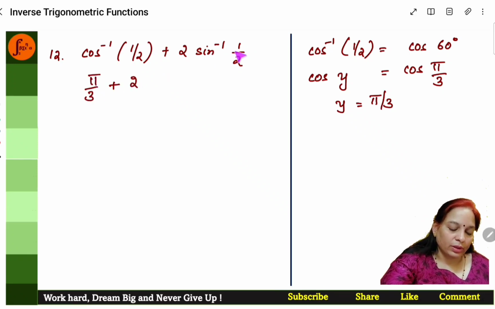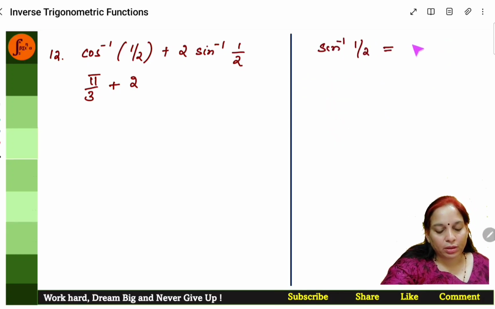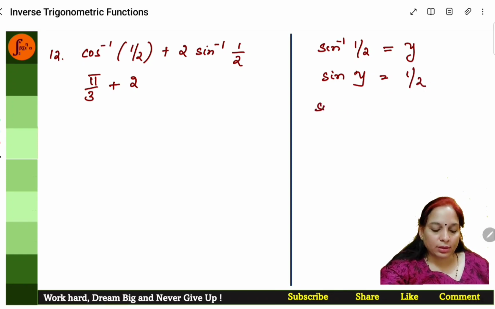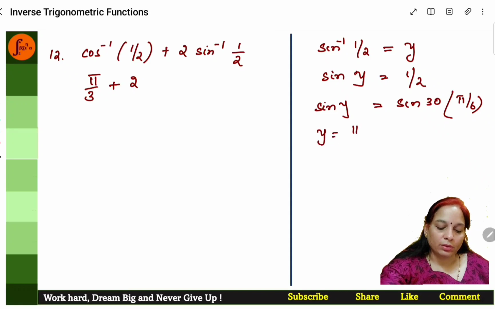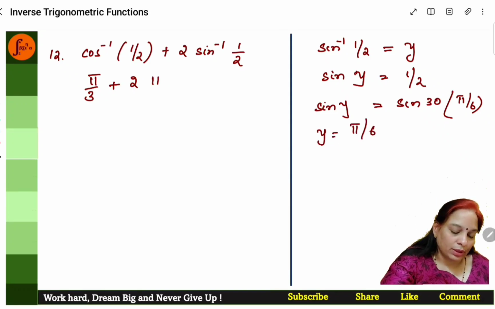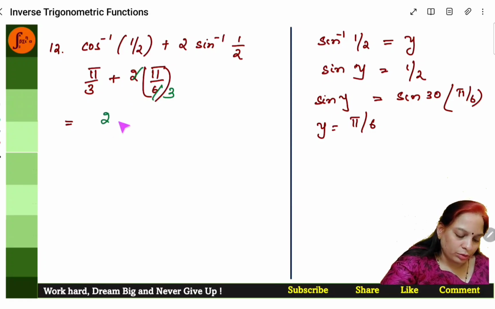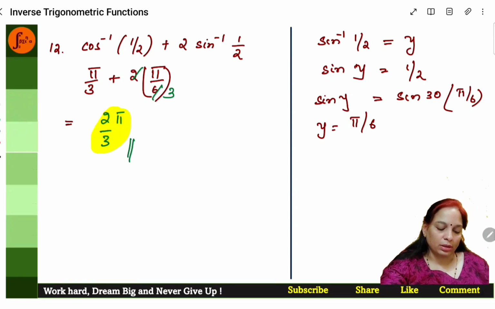Then 2 sine inverse of half. Sine inverse of half is nothing but, you say it's y. That means sine y is equal to half, and half is nothing but sine 30. Sine 30 is pi by 6. So y is equal to pi by 6, so I'll write here pi by 6. So this is going to be 2 ones are, 2 threes are. So this is going to be 2 pi by 3. This is the answer. 2 pi by 3 is the answer.